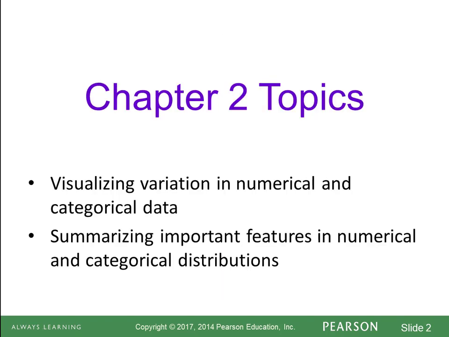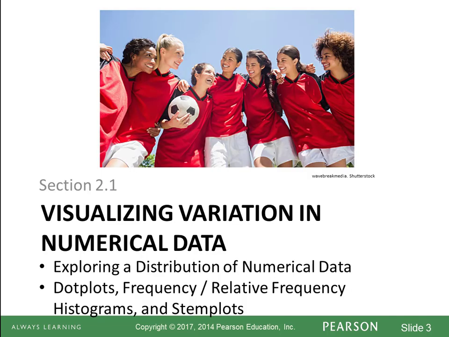We're going to talk about looking at the data and seeing the distribution, both numerical and categorical. We're going to talk about summarizing these things, but we're not going to summarize them with numbers. That comes in chapter 3. So this is section 2.1.